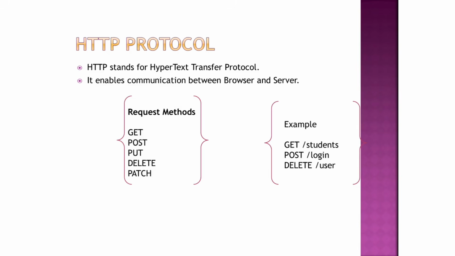PUT method. PUT is used to update an entire existing record. For example, a student edits all profile information, including name, email, phone number, and address. The complete record is updated.